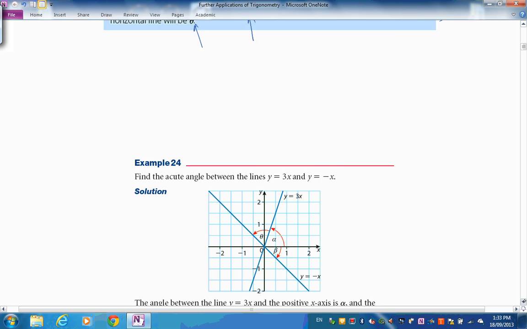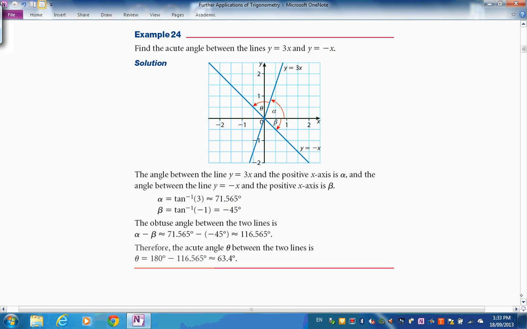So let's have a look now at another example. Let's see if we can find an angle between two lines. This would be interesting. Let's draw the line y equals 3x and the line y equals negative x. Now we can find the angle that y equals 3x makes with the x-axis. There it is there. That's alpha. And that's tan⁻¹ of its slope. There's an angle.